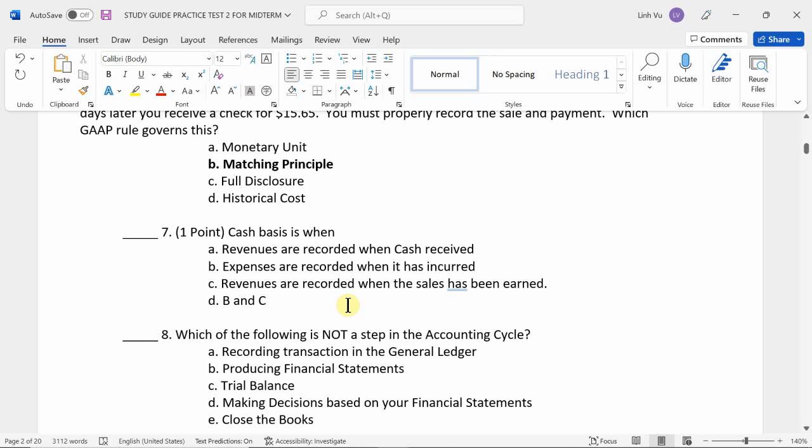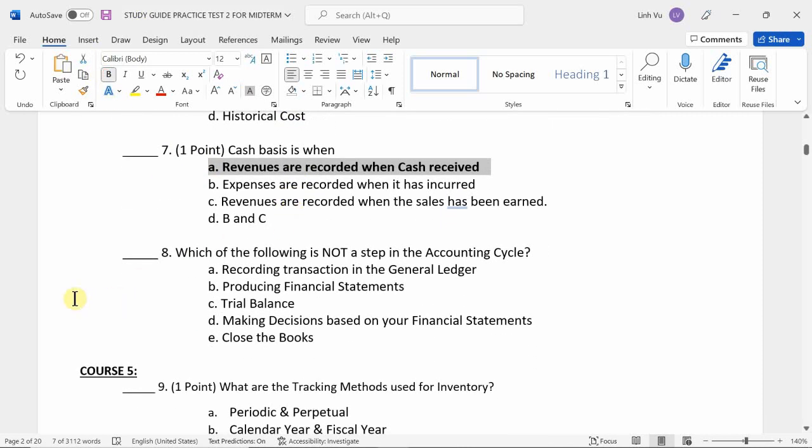Number 7. Cash basis is when? Is it B and C? Let's see. B says expenses are recorded when incurred, and C says revenues are recorded when the sale has been earned. Is that cash basis or is that accrual basis? A. Revenue are recorded when cash received. Excellent. With cash basis, your whole operating system is based on cash. If you have cash, you record it. If you don't have cash, you do not record it. So in this case, cash is a necessity in order for you to record your revenues and expenses. So letter A is the correct answer.